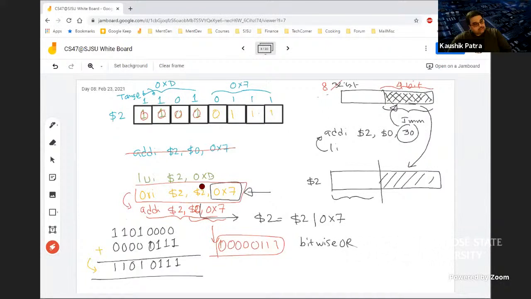Basically, the purpose is this. You have a bit pattern of 11010000 at this point in $2. It is telling the machine to grab that bit pattern, OR it with this bit pattern, and store it back into the same register.